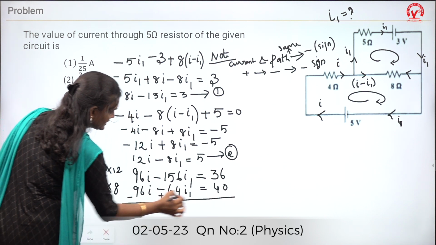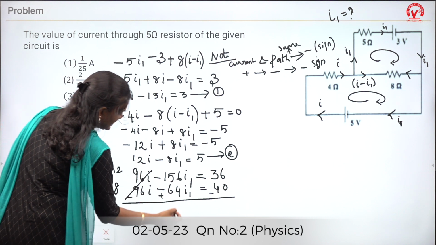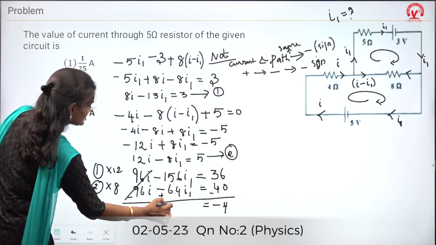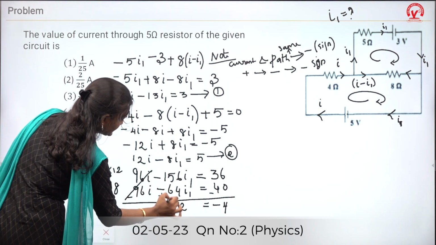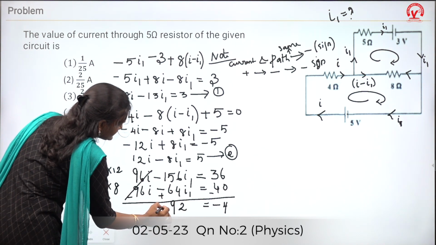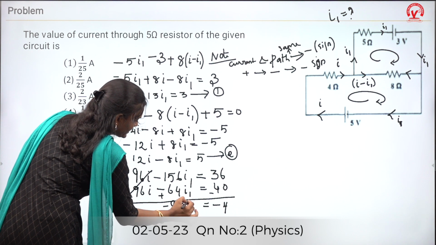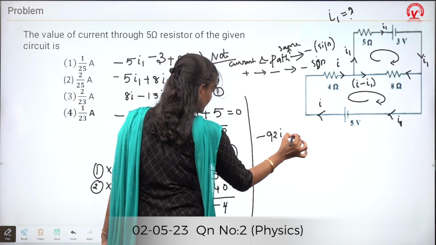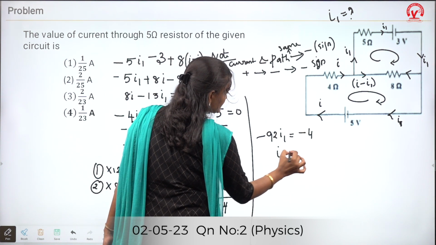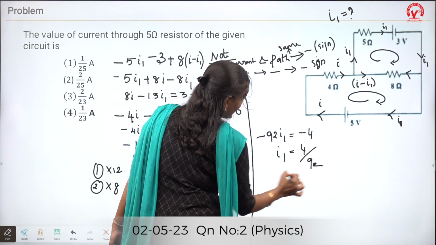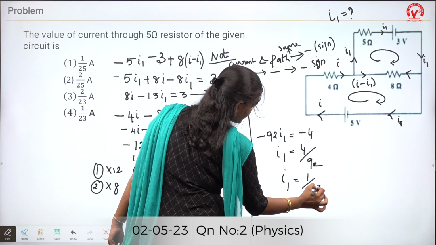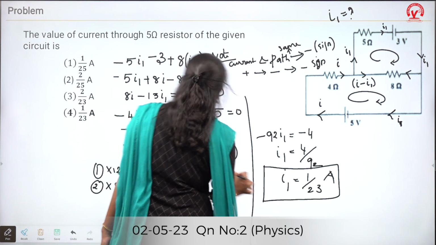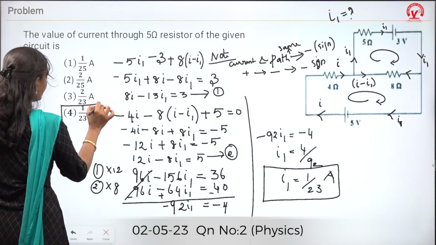Now change the sign. So this gets cancelled, and this can be written as minus 4, and here minus 92 I1. Now minus 92 I1 is equal to minus 4. So I1 is equal to 4 by 92, and I1 is equal to 1 by 23. Current we represent in ampere, so I1 is equal to 1 by 23 ampere. So the correct option is 1 by 23 ampere.